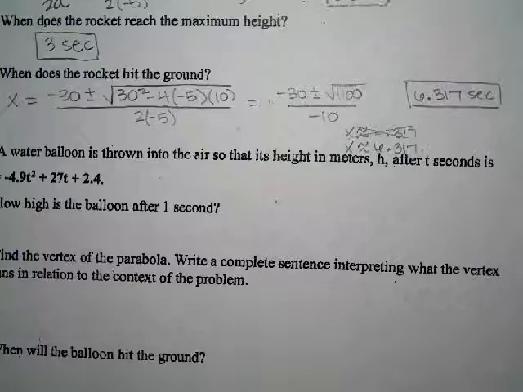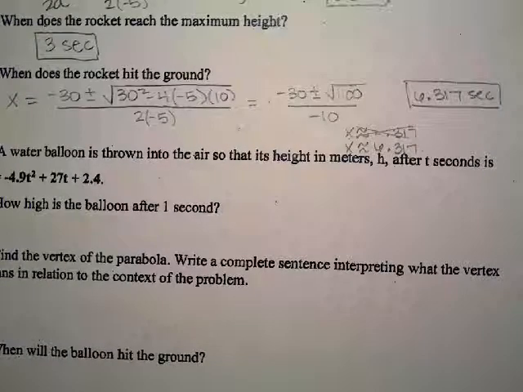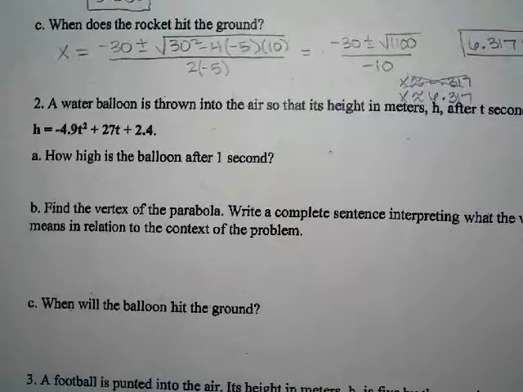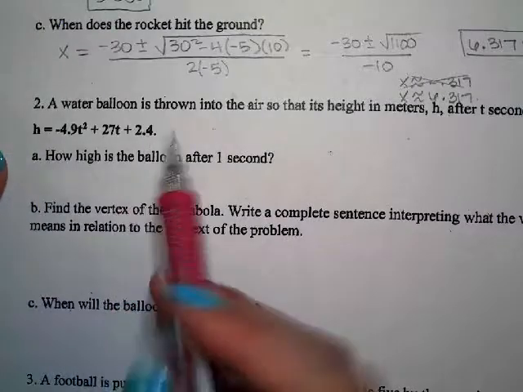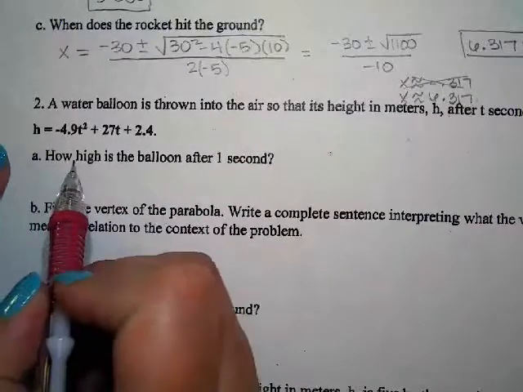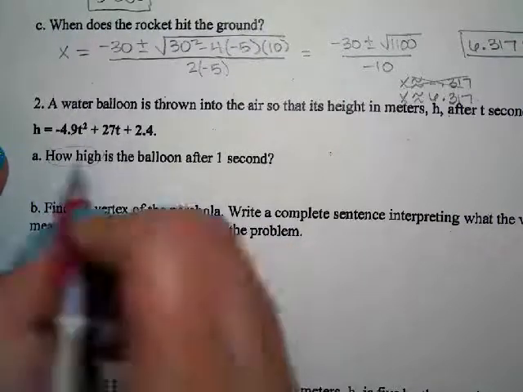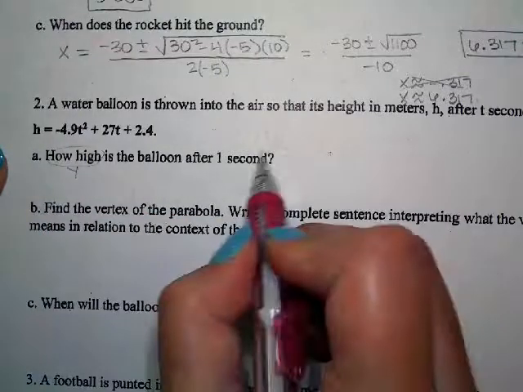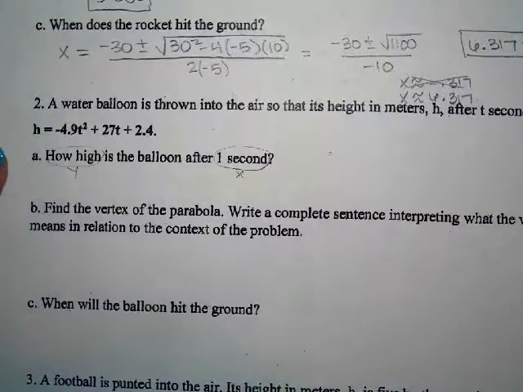Next problem. It says, how high is the balloon after 1 second? So this is asking a question that says how high. That's a meters question. That's a Y value. When it says after 1 second, they're giving you an X value to plug in. So we're going to take the X value that we want to plug in. We're going to do 1. We're going to store it as X. And then we're going to go ahead and type that into the equation.